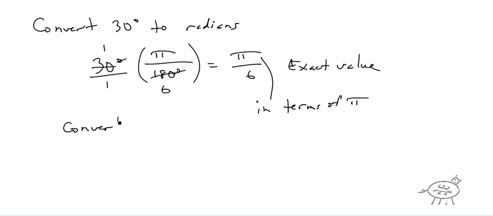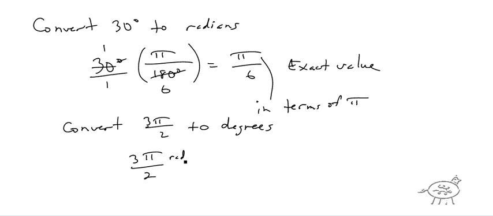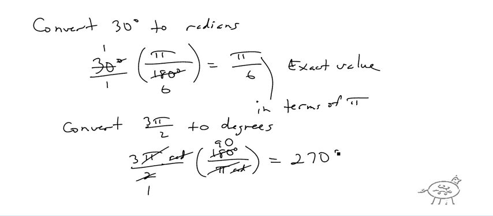Let's try another one. Convert 3 pi over 2 to degrees. So it's going the other way around. You're just going to take 3 pi over 2, with radians on top, and multiply that by 180 degrees per pi radians. I'll write radians just so you can see that the units cancel. Then the pi's cancel, and that's a 2, that's a 1, and that's a 90. So the answer is 270, and make sure you put it in degrees.